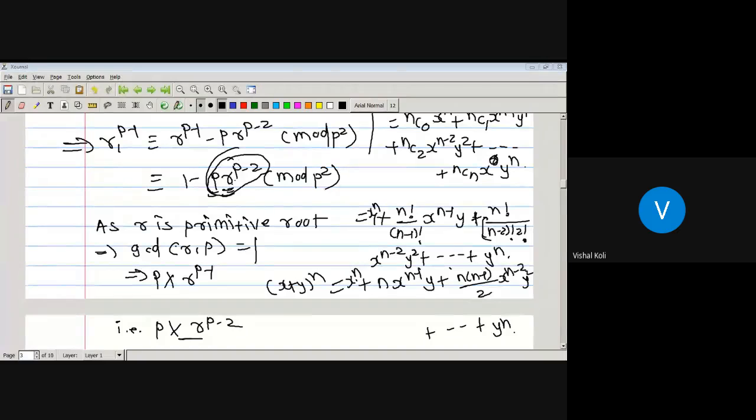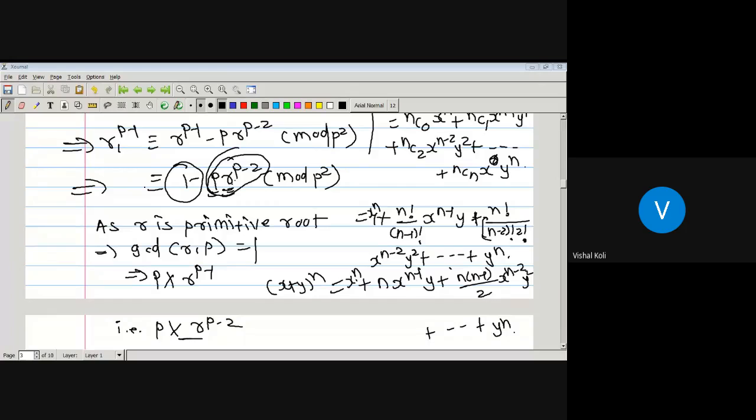But as r is a primitive root, GCD of r and p is equal to 1, that is there is no p factor in this r to the power p minus 2. Therefore, p into r to the power p minus 2 is not congruent to 0 modulo p square. As p into r to the power p minus 2 is not congruent to 0 modulo p square, then r1 to the power p minus 1 is never congruent to 1 modulo p square. Then this will be not congruent to 1 modulo p square.